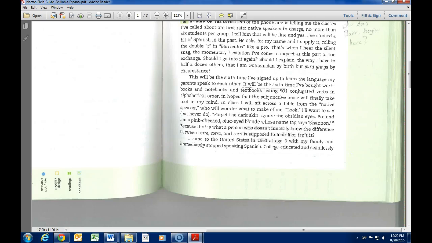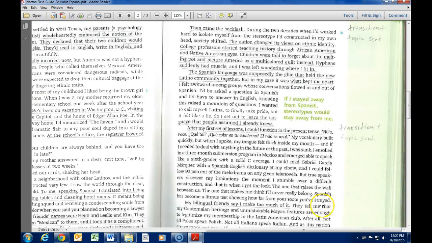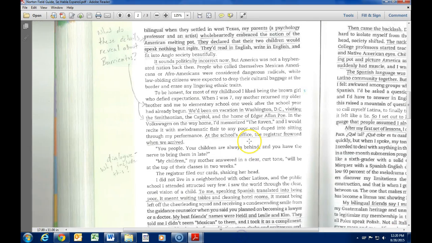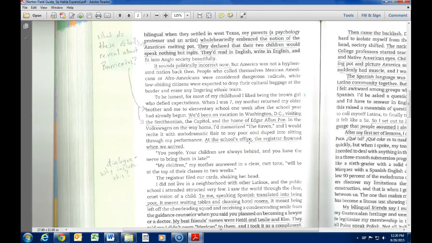When we talk about writing vivid details, why does Barrientos include this detail, and why is it important? And then the next details: college educated and seamlessly bilingual when they settled in West Texas. My parents, a psychology professor and an artist, wholeheartedly embraced the notion of the American melting pot. They declared that their 2 children would speak nothing but Inglés. They'd read in English, write in English, and fit into Anglo society beautifully.